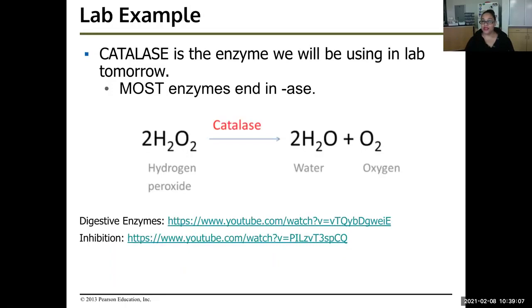Lab example: you guys are going to be doing a lab next week. An online lab, of course, but it's going to talk about catalase. Catalase is the specific enzyme that we're using during the lab. Like we said, most enzymes end in ASE, and this is the actual chemical reaction. So hydrogen peroxide, in that big brown bottle, that stuff's called hydrogen peroxide. If you add catalase to it, it bubbles. And that bubbling is the catalase and H2O2 splitting. And you're making water, and those bubbles are oxygen. There will be more information on that coming.